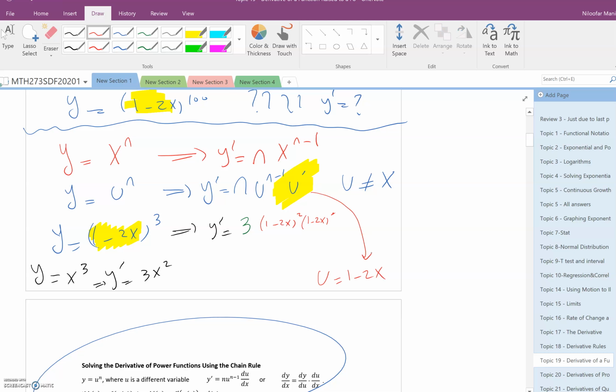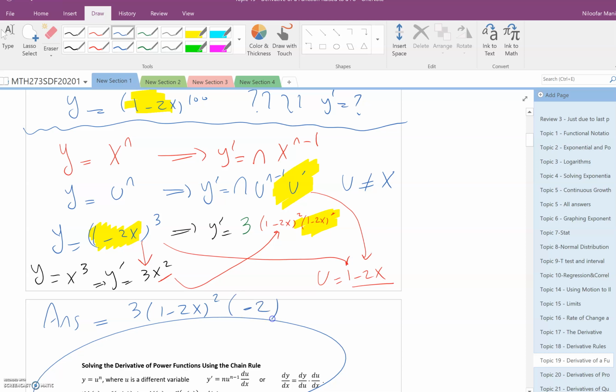Okay, so for this one, I think it is x cubed. I find the derivative, which is 3x squared. Instead of x, I put u. What is u? U is this one, 1 minus 2x. Then, because I did that, I have to times with u prime. What is u prime? Minus 2. Okay? So, the answer is 3 times (1 minus 2x) squared times minus 2.